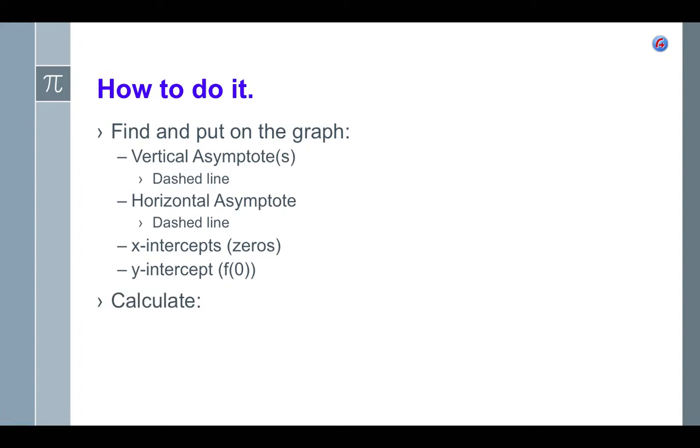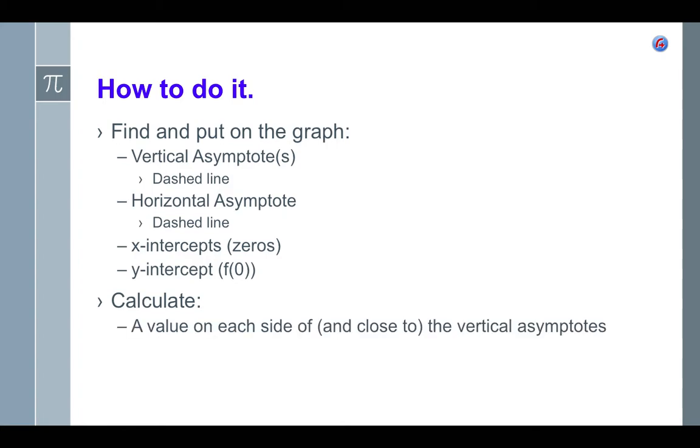After we have those pieces, we need to test some points, and that way it will tell us what direction our graph is going to go. And what we're going to do is calculate a value on either side and close to the vertical asymptotes. We're going to plot these coordinates, or do our best to plot those coordinates, at least look to see where they're at. And after that, we should be able to sketch our graph.